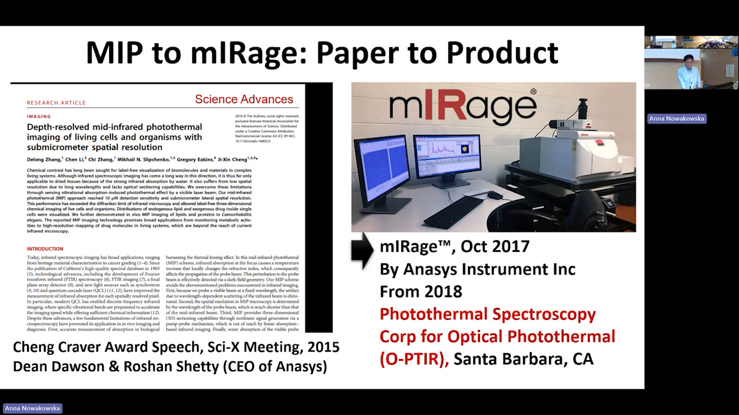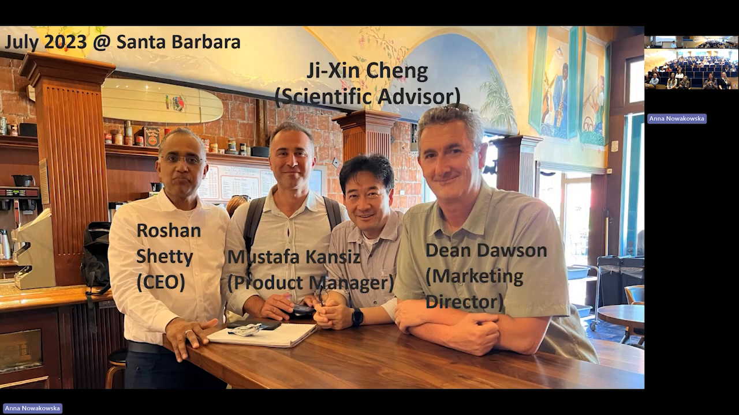They told me that they want to convert this into a product. So in October 2017, they announced Mirage. That's 1 year after we published the paper. So you can see that it took us 5 years for the paper, and only 12 months for them to make a product. In 2018, Photothermal Spectroscopy Corp was formed in Santa Barbara to fully commercialize this technology.